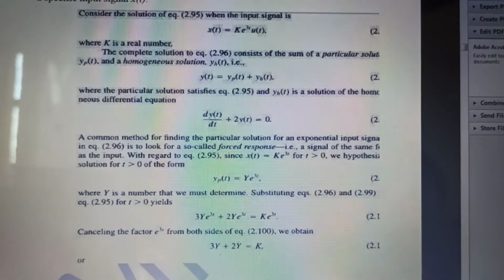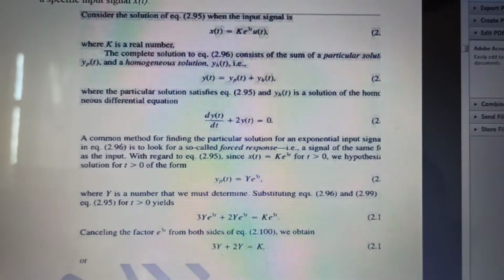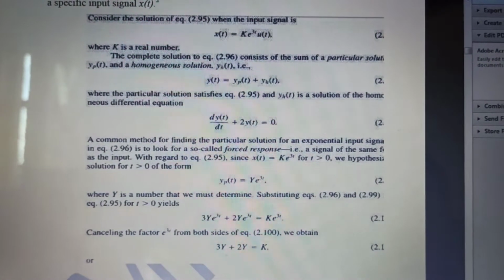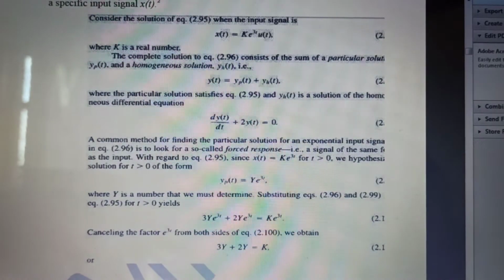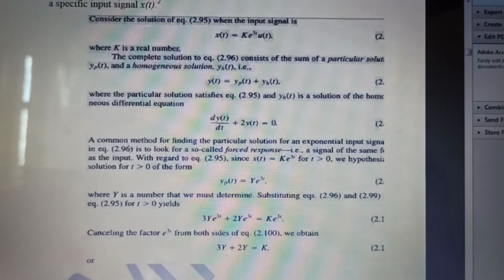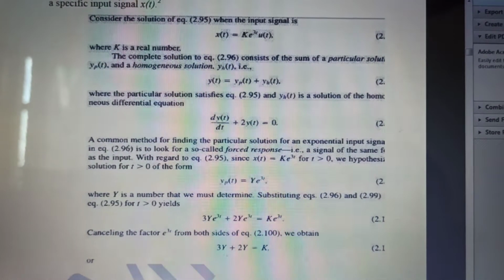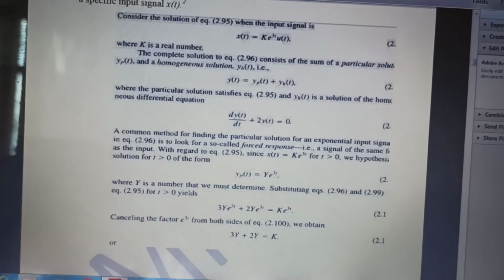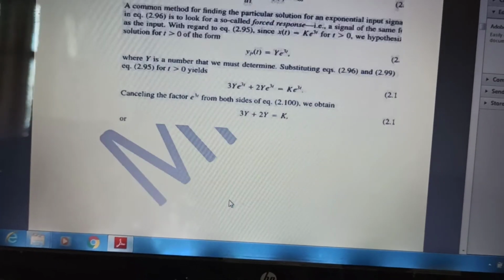Now we will substitute these two into the equation with k e to the power 3t, by differentiating the first term. When we differentiate it, we will get the concerned equations, and by putting t equals to 0, you will get 3y plus 2y equals k.